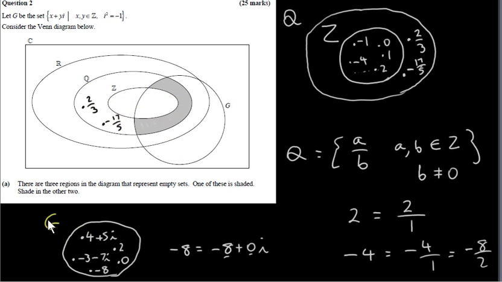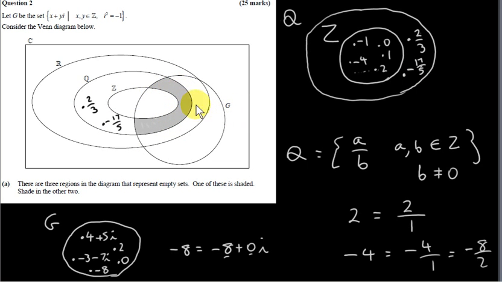Now let's consider what G does not contain. What elements are not inside G? Well, since G consists of complex numbers with integer parts, then rational numbers will not appear in here. Rational numbers, I mean numbers like 2/3 and minus 17/5, those kind of rational numbers that are not integers. These numbers will not appear. So this region here has to be empty, just as it says in the question.